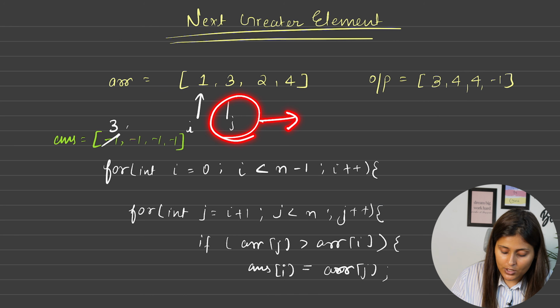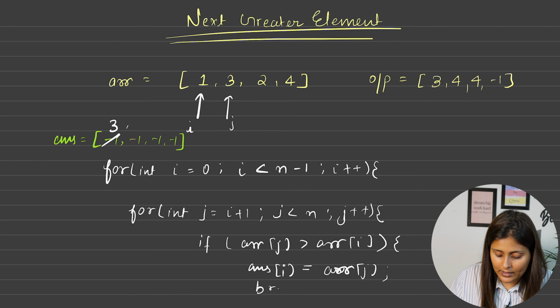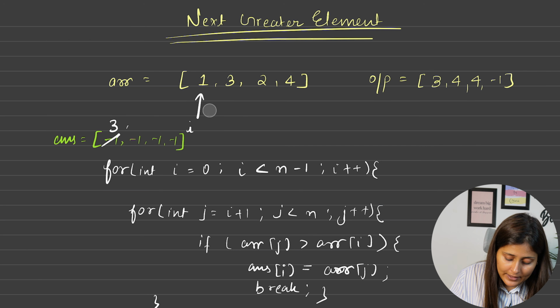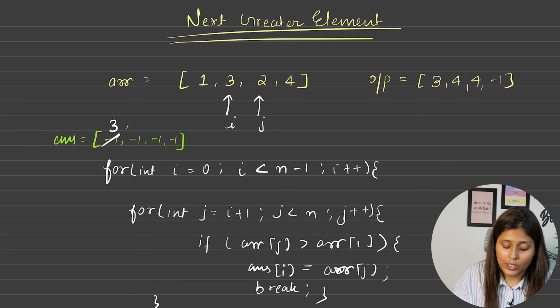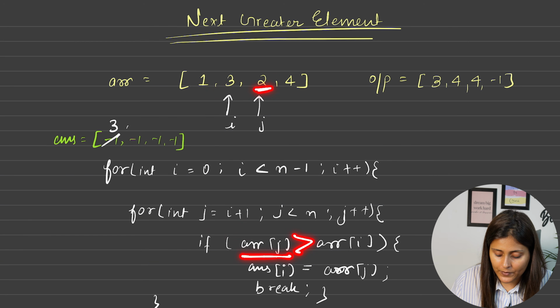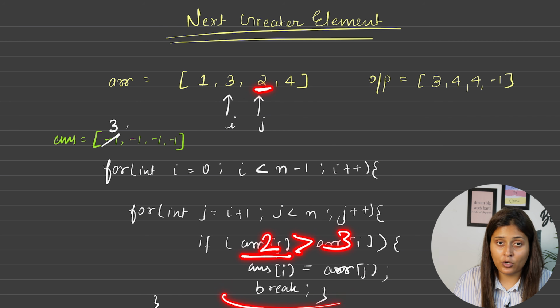No, of course not. So after this we can break this j loop, okay? Done. Now next time i will be incremented for the first index, so I will be here and we will again start our j from the next pointer. So we will try to find the next greater element for this 3. So we will run our j loop from here. So we will see array of j, which is 2, is this greater than 3? No, it is not. So hence this if will not run.